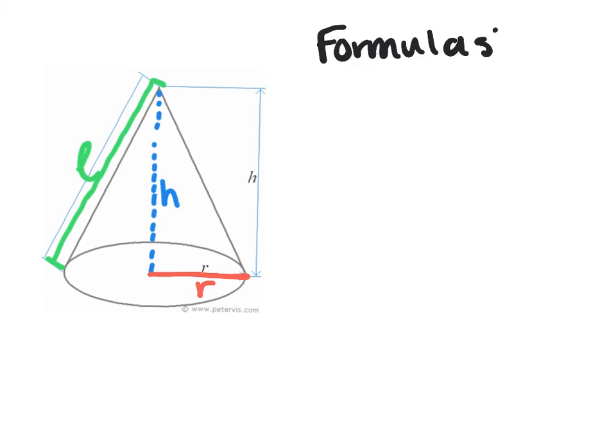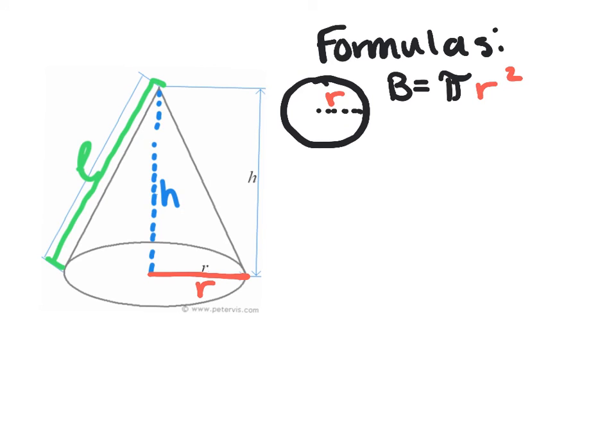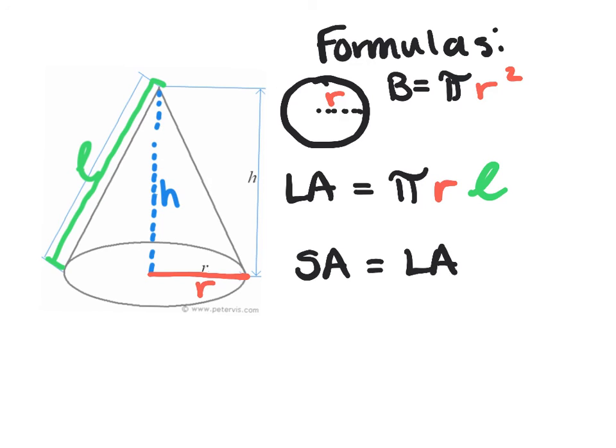So for the base of a cone, it's always using this radius. So the area of the base is always pi times the radius squared. The lateral area uses the formula pi times the radius times the slant height, L. So once we solve for L, we can use that. And our surface area equals the lateral area plus 1 base.